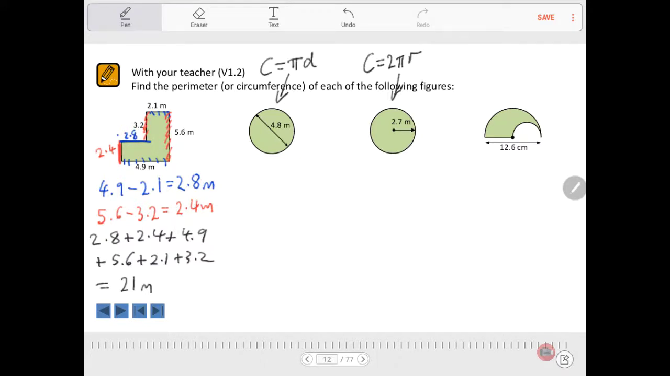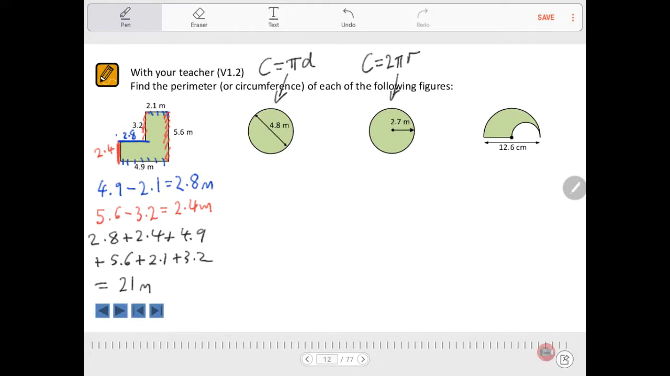So of course the diameter is the distance across a circle through the middle, all the way across from one edge to the other. The radius is from the center or the middle of the circle to the edge. Okay, so you might want to pause the video and try these two at this stage and see if you get the right answer.